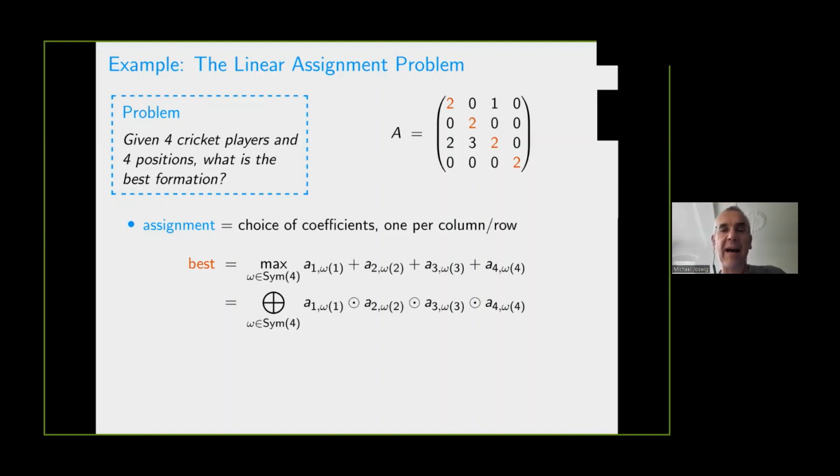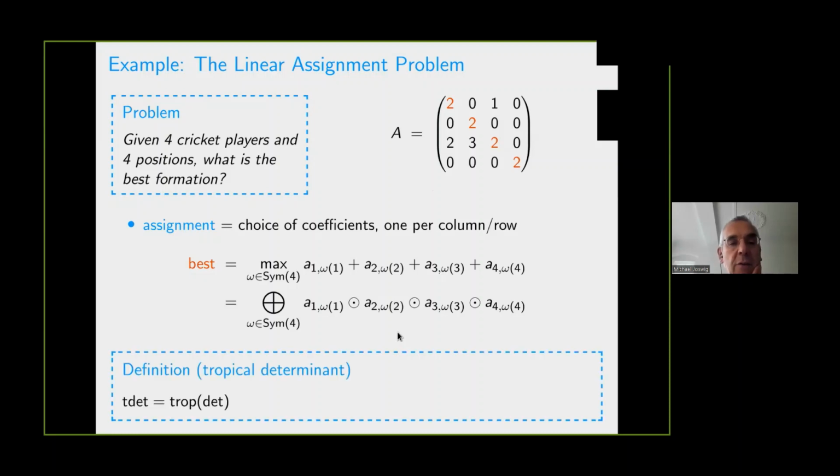And if you spell it out as a formula in a naive way, you're computing the maximum over these 24 permutations, you pick the corresponding coefficients, and you sum up their values. Now, if you translate this into tropical arithmetic, it looks like this. That's not very impressive. But if you think about it for a short moment, this is exactly the tropicalization of the classical determinant formula, right?